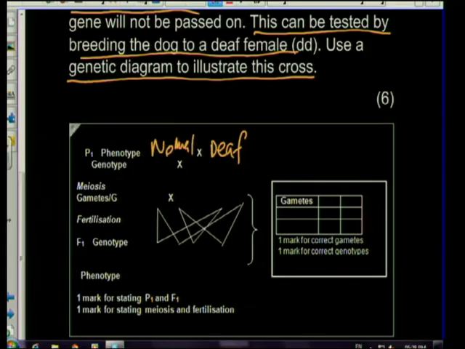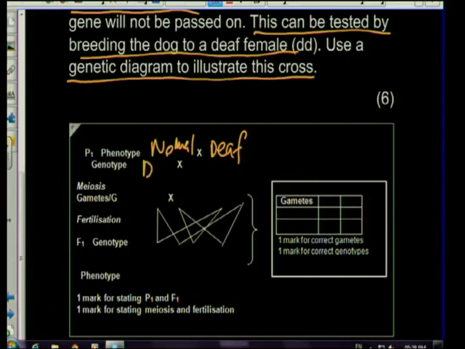Phenotype refers to the observable characteristic. Is the dog normal or is this dog deaf? The genotype, if this dog is capital D, small d, and the female is homozygous for deafness, then that is the situation. Meiosis, remember, you're getting 1 mark if that whole line is correct. Then you're going to write meiosis.